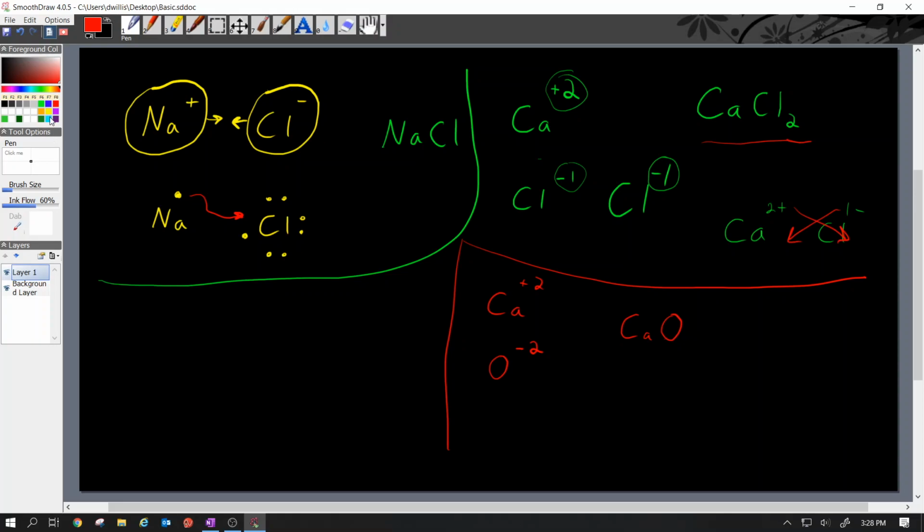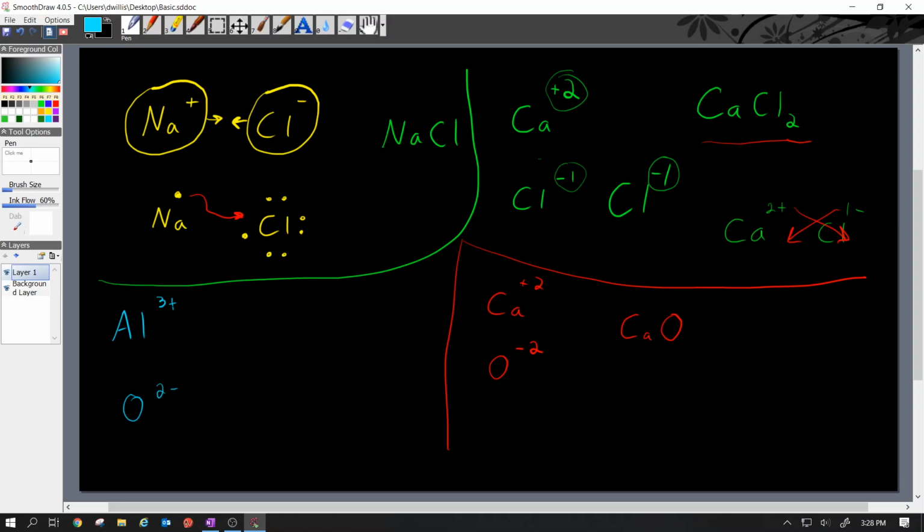Ooh, what if I had some aluminum and some oxygen? All right. What group is aluminum in? 3. It's actually in 3A, which means it's going to want to give up 3 electrons and become a +3. What about oxygen? Still a -2 or a 2-.